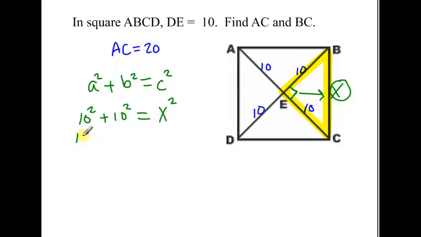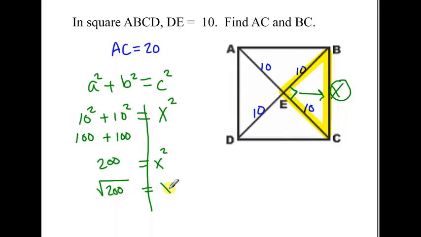10 squared makes 100. 10 squared still makes 100. We got two of them. Combining those gives me 200. And let's bring down the x squared. So how do I get rid of the square? You know, square root both sides. So the square root of 200 is my x value.